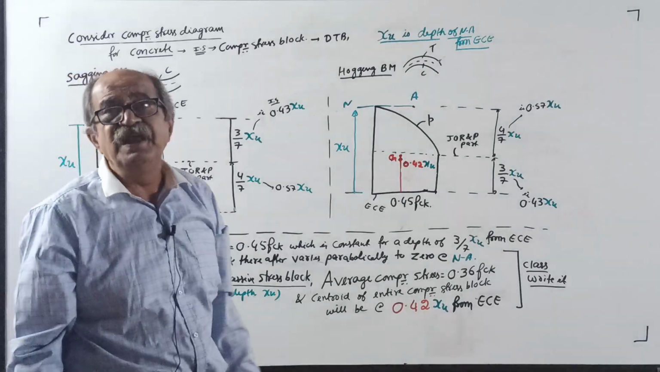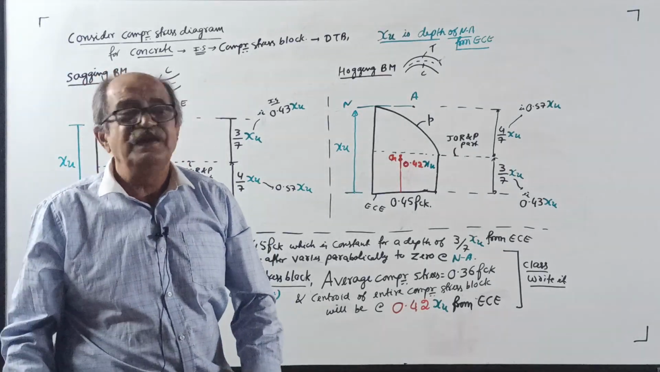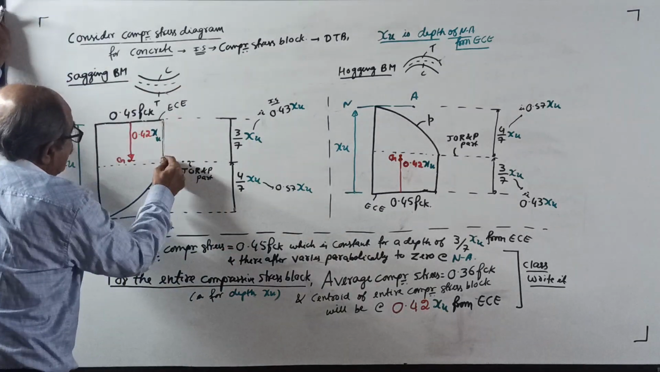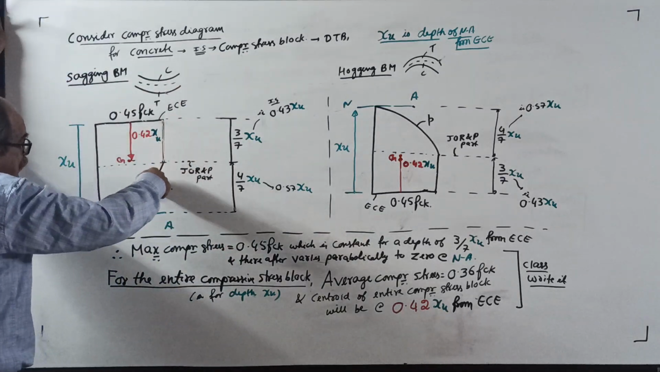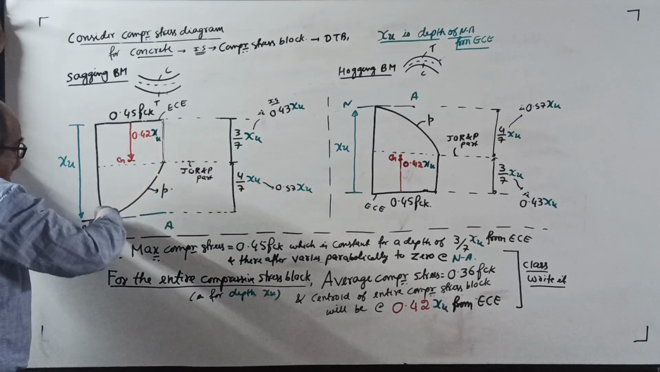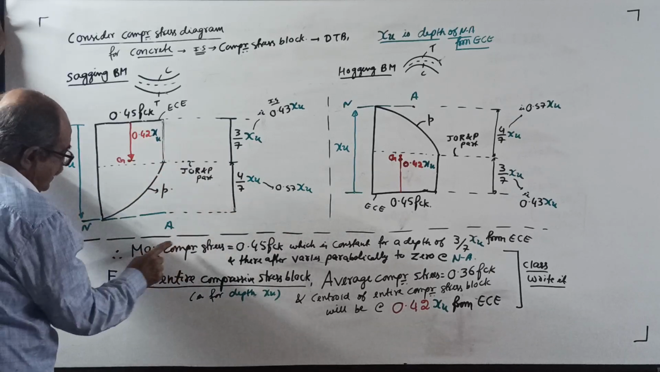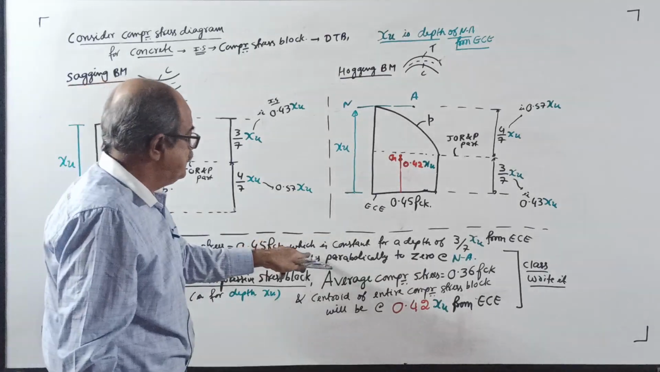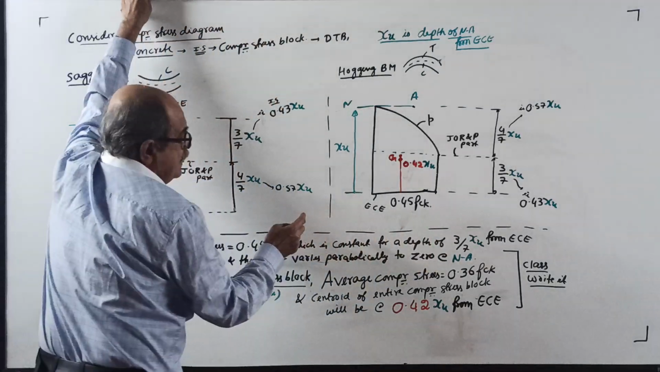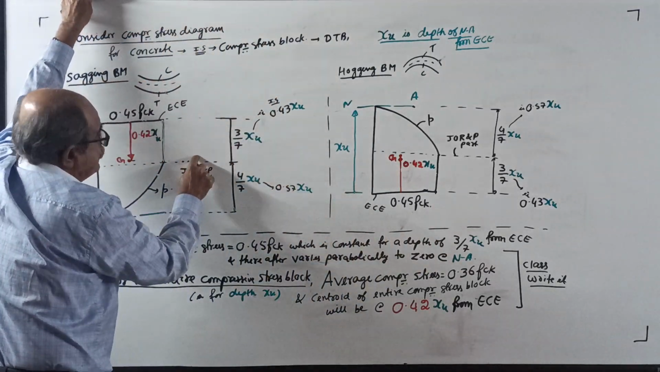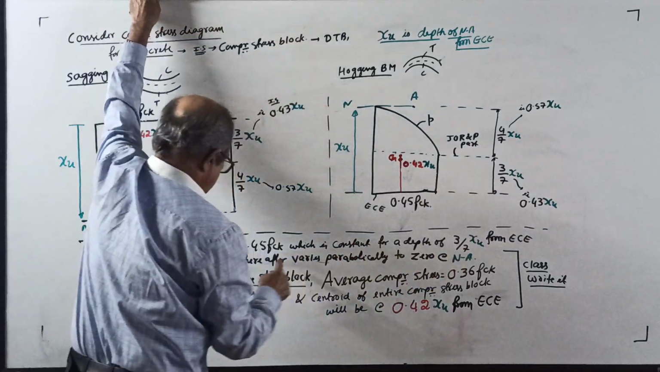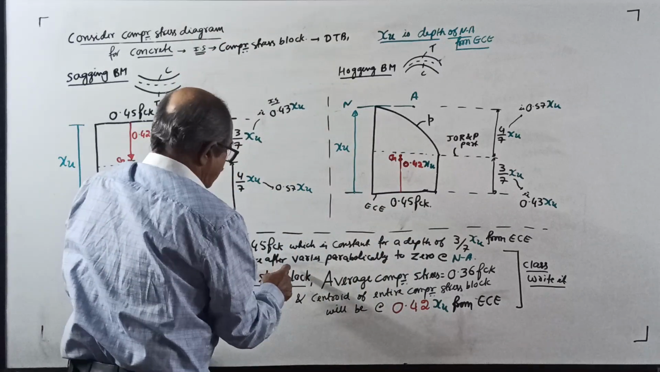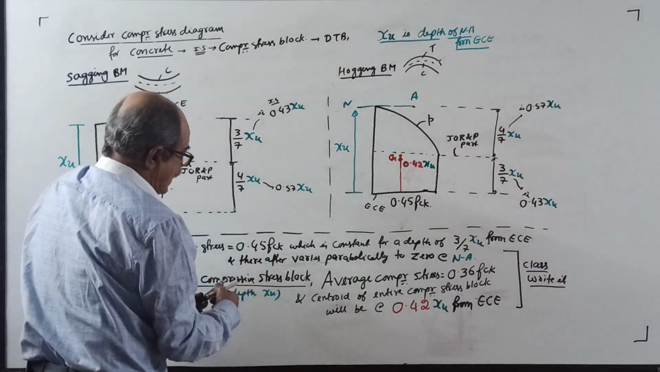See, xu is in green color today for some reason, to identify the neutral axis. Okay, now, it is constant up to here. Then, it will vary parabolically, it will keep on reducing to 0 at the neutral axis. So, I have written here, maximum compressive stress equal to 0.45 fck, which is constant for a depth of 3/7 xu from extreme compression edge, and thereafter varies parabolically to 0 at neutral axis. Actually, thereafter, you can write one more thing. Not thereafter, what means, doubt comes. Okay.